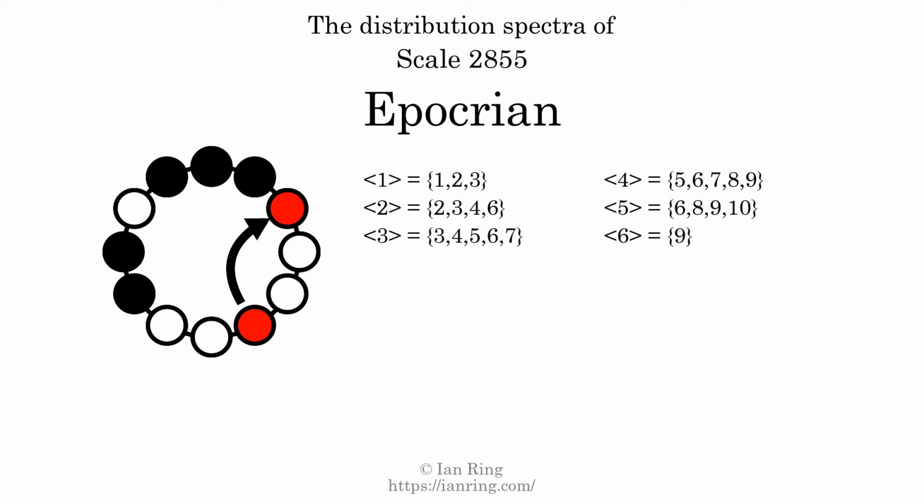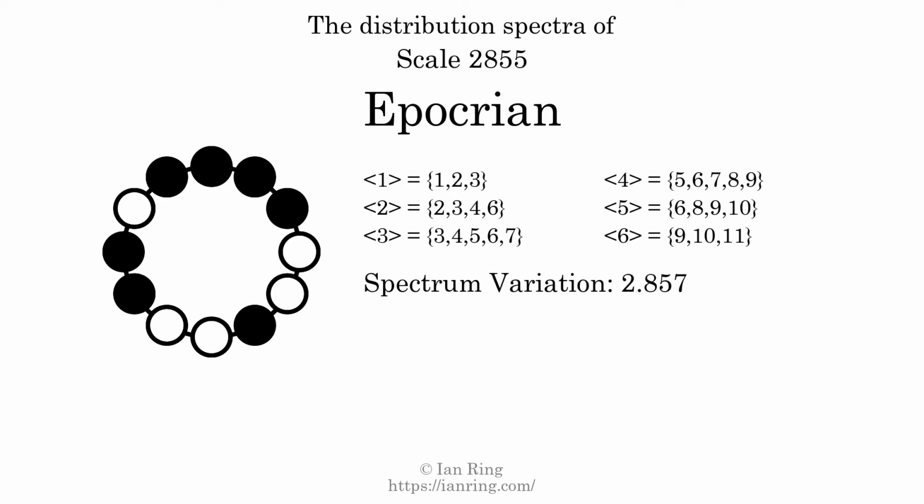9 semitones, 10 semitones, and 11 semitones. The spectrum width of this generic interval is 2. The spectrum variation is the sum of all the widths, divided by the number of tones. The spectrum variation of this scale is 2.857.